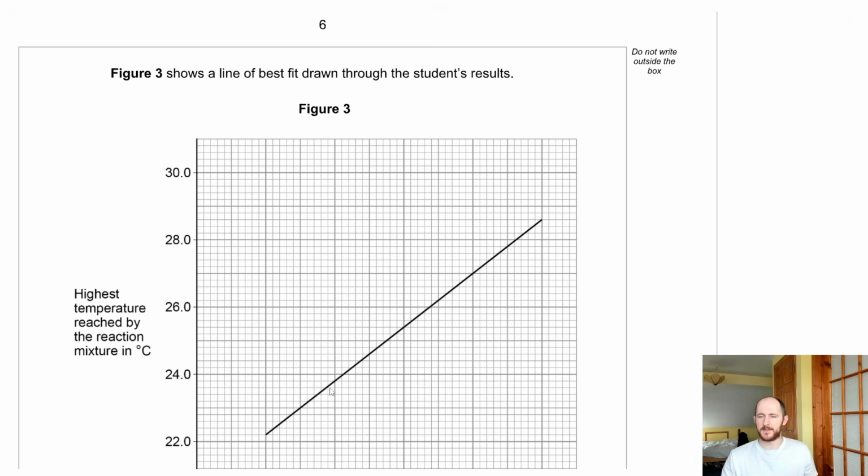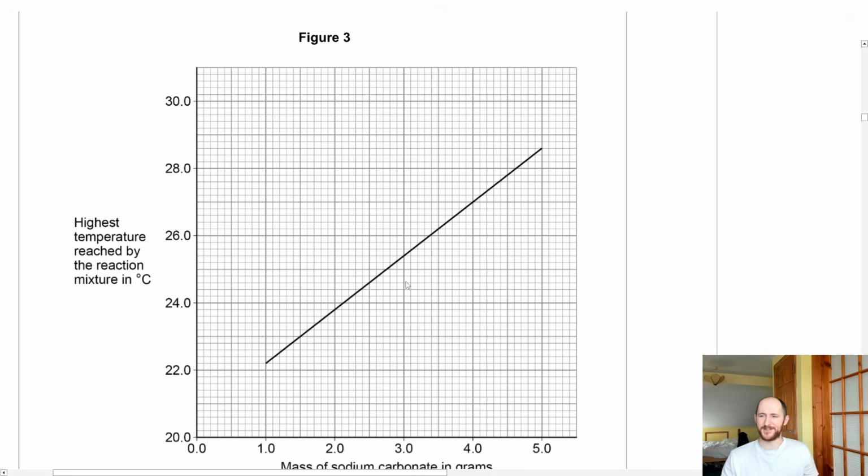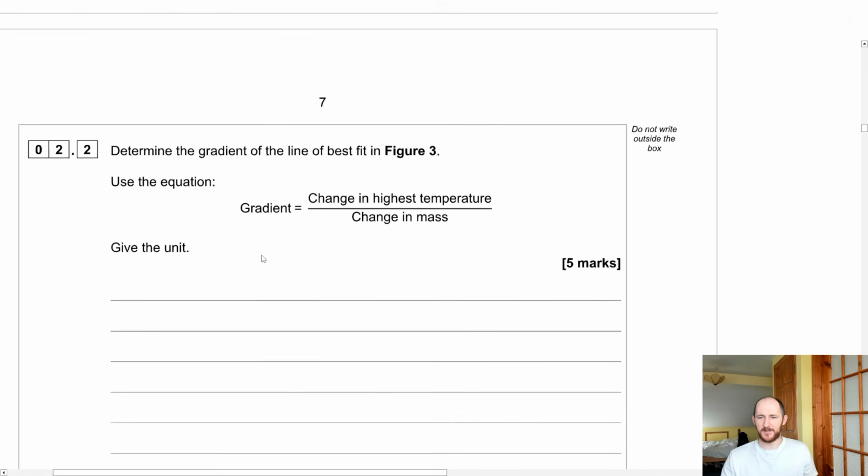So here we have a line of best fit through the students' results, and it says that we need to determine the gradient for 5 marks and give the unit. This is why I love GCSE science. These calculations, just like in the biology exam, are so good. They're not super easy, but you get so many marks for something that's relatively short. It gives us the equation, which is even better. Change in the highest temperature over the change in mass.